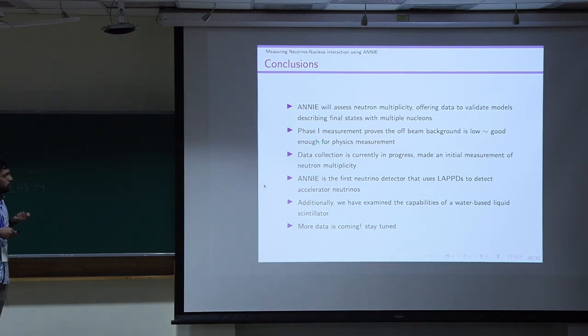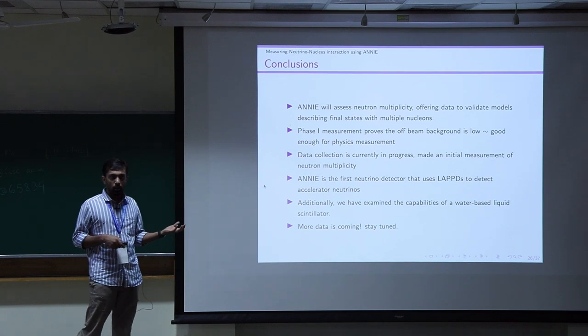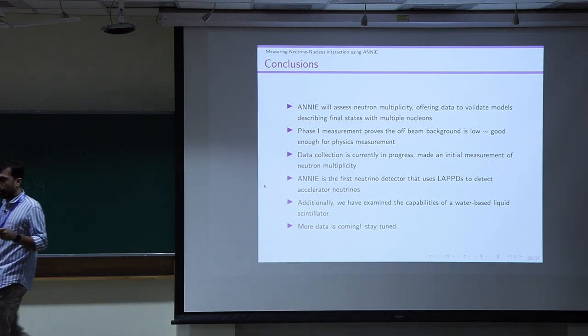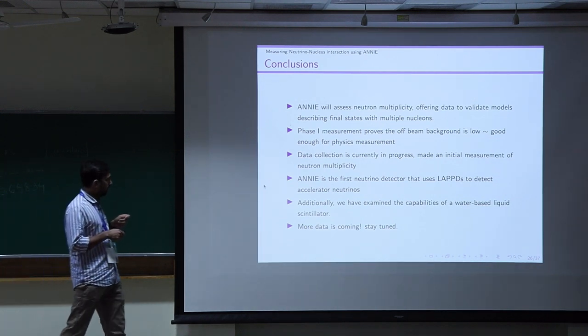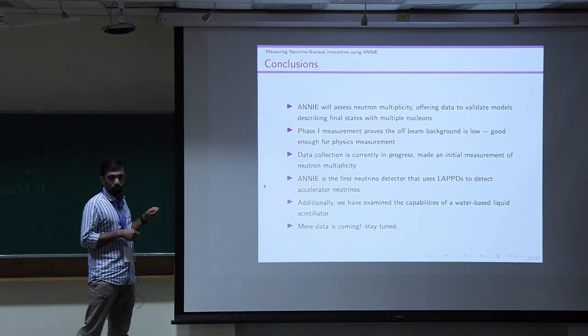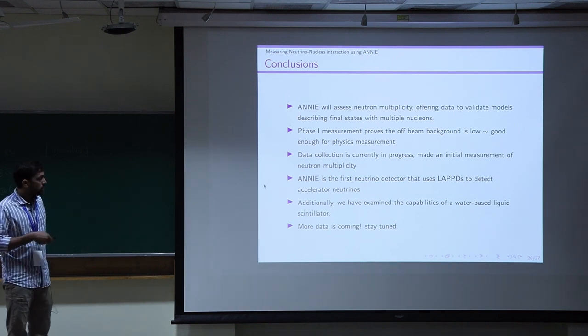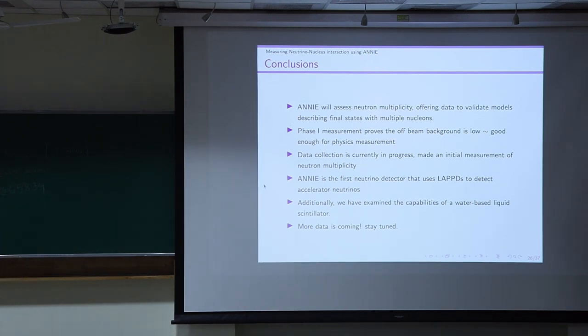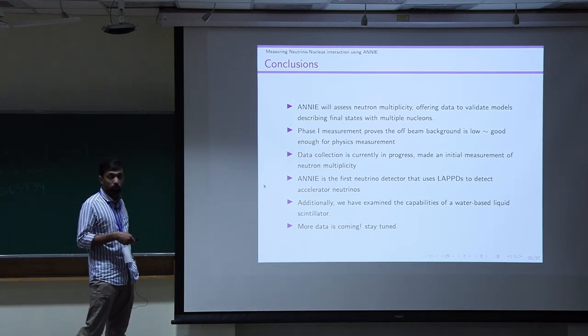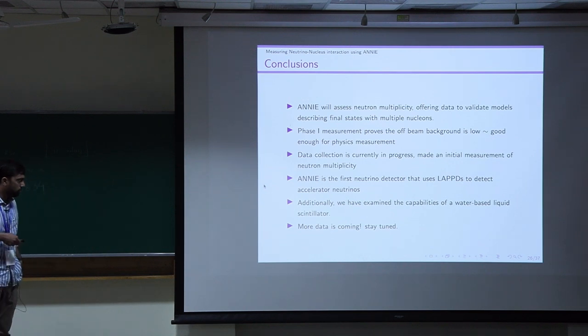Okay, and we have done a phase 1 measurement, which I didn't talk about in this particular slide, where we are looking at the background. Before we do the actual neutron capture measurement, we have to make sure that the environment is background free. So we have done a background measurement in phase 1, and I can show the result if you are interested, but not here. It's in the backup slides. And this data collection is in progress, so hopefully we'll have more data in the coming years, and that will give more hints about this neutron multiplicity.